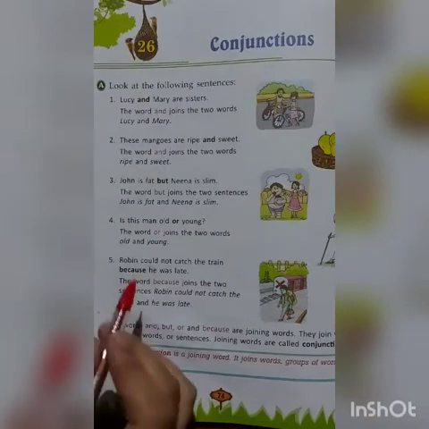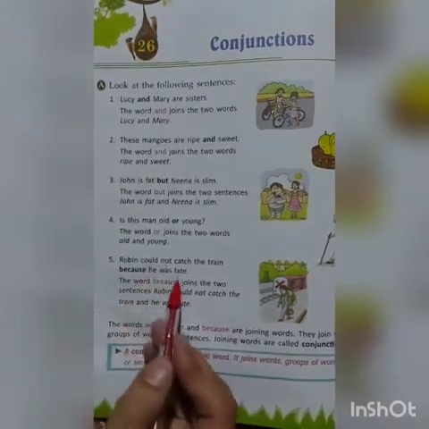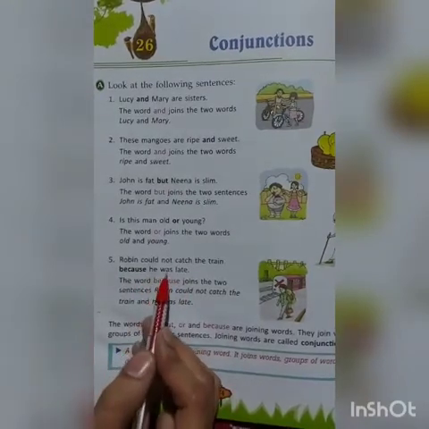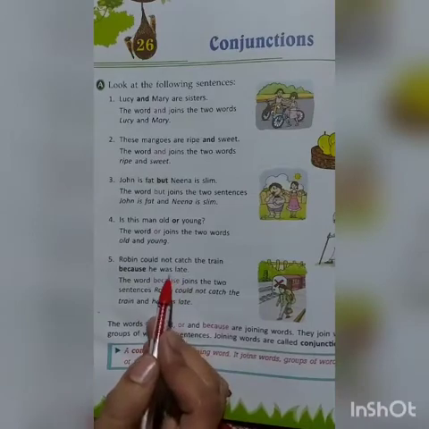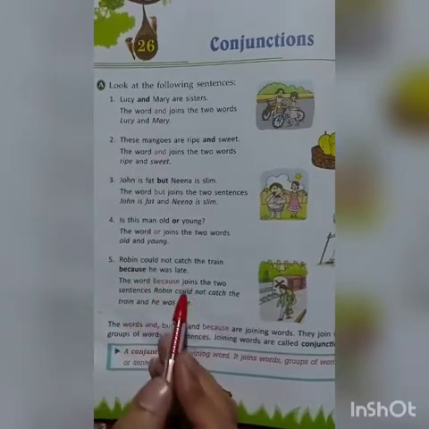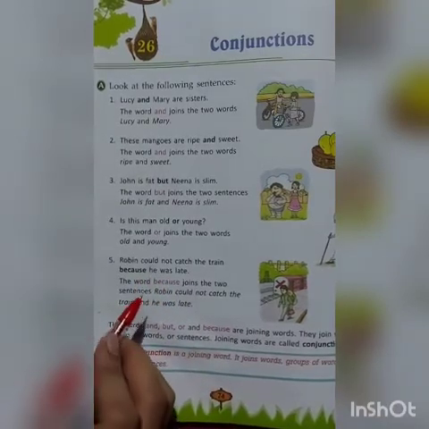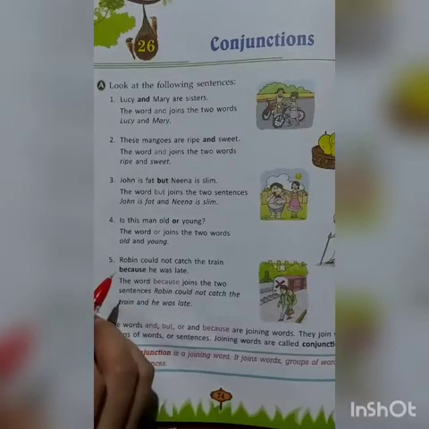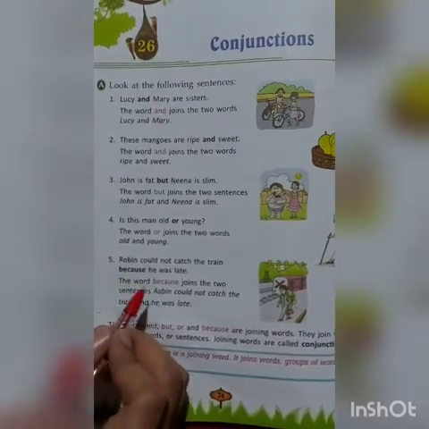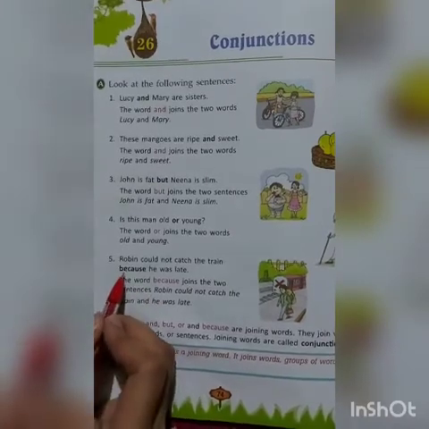Now children, here a question comes. Why could Robin not catch the train? And the reason given is he was late. Okay? So the sentence in which we need to give a reason, then we use because. Okay? So sentences in which we need to give a reason, then we use which conjunction? We use because.